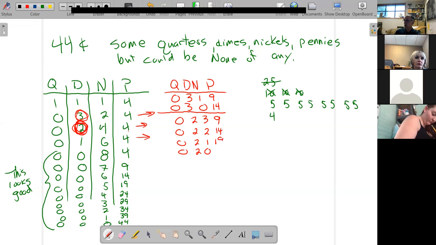And did I do that right? 20 and 24 is 44. 20, 25, 35, and 9 is 44. All right, so I've got this one done, got that one done, and then we'll move on to holding on to one dime.